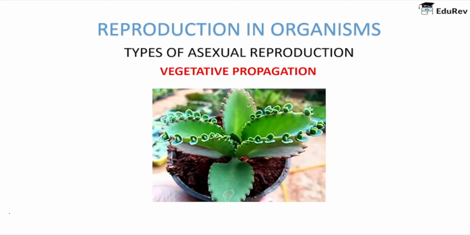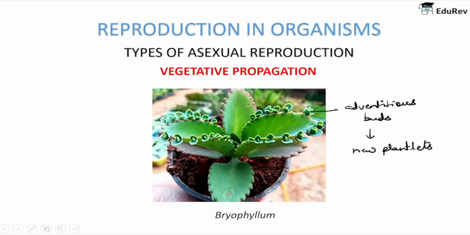In a similar way, adventitious buds arise from the notches which are present at the margin of the leaves of Bryophyllum. So these are the adventitious buds that are arising from the margin of the leaves of Bryophyllum, which give rise to new plantlets. Now this ability is fully exploited by farmers and various gardeners for the commercial propagation of plants.